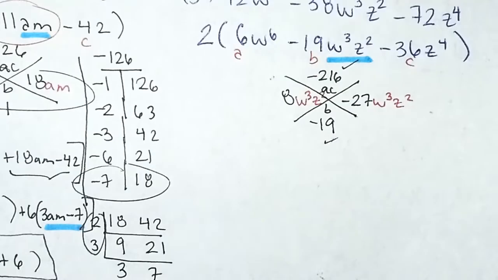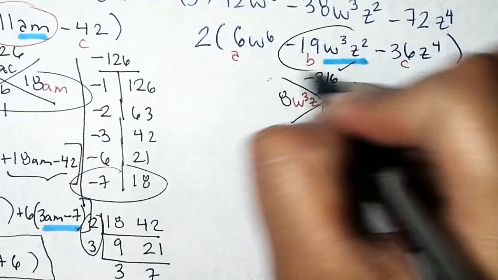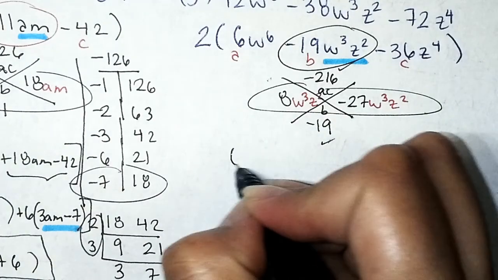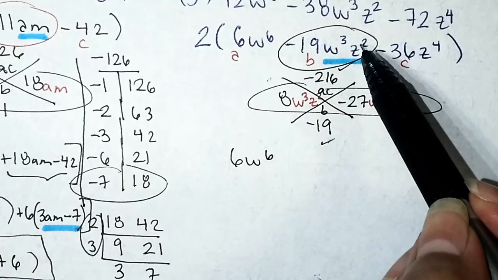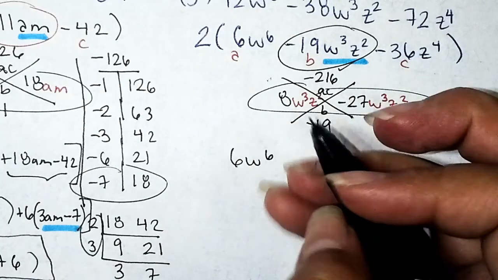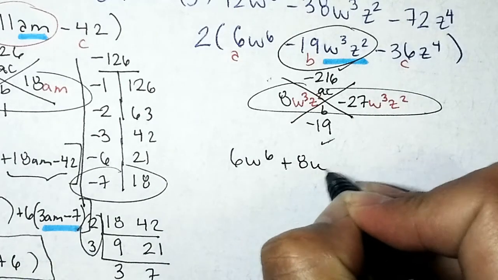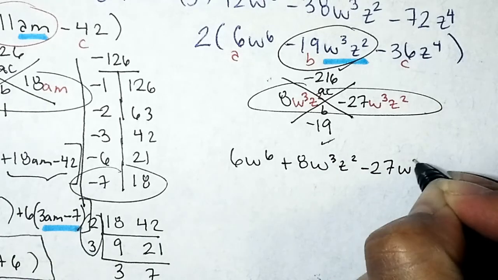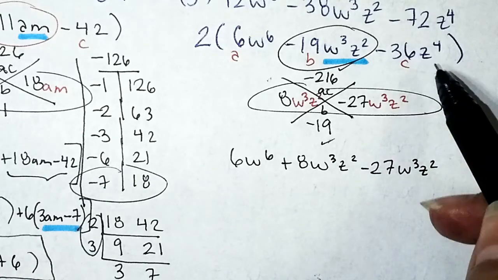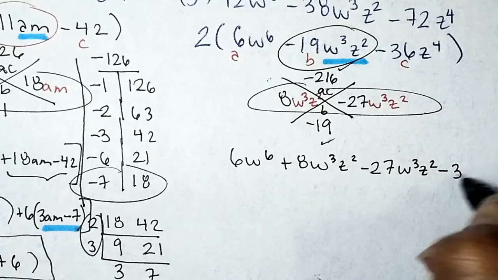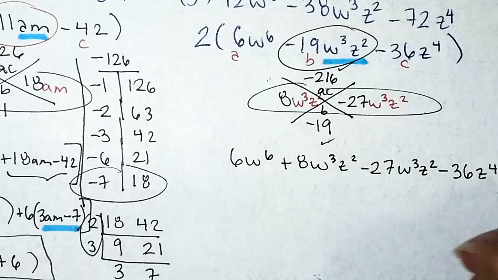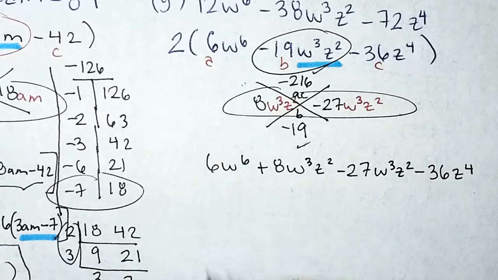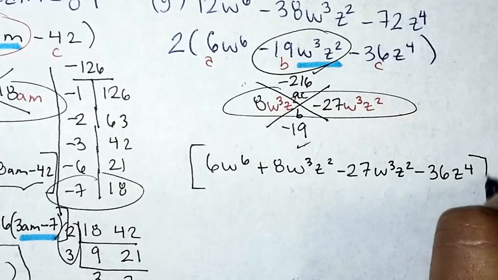Okay, so let's copy the first term, the last term, and then split the middle term using the sides in the x game. So we have 6w to the 6. We're splitting the middle term. We'll replace it with positive 8 w cubed z squared and negative 27 w cubed z squared. Please don't forget to bring down the rest of the problem, namely that third term, which is now number 4, and this trinomial, which is now 4 terms, was being multiplied by that common factor of 2.